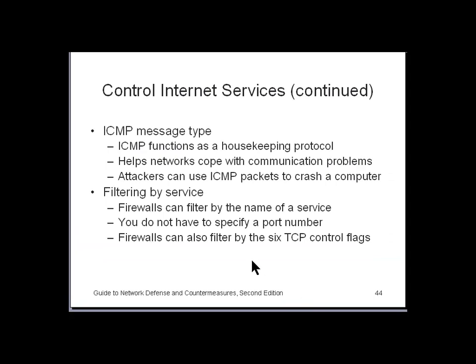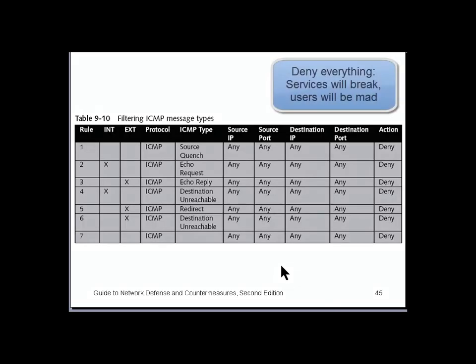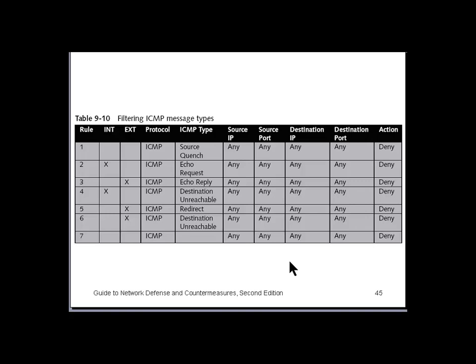Okay, ICMP message types, as we saw before, there's very many different ICMP message types. And once again, it's used for errors. It's a housekeeping protocol. So some of these you want to allow and some of these you don't want to allow, perhaps. And this just shows you source quench, echo request, echo reply, destination unreachable, redirect, destination unreachable, and so on. Notice this says denied to all of those. That might not be a good idea, of course. This also says internal and external over here indicating where the source is.